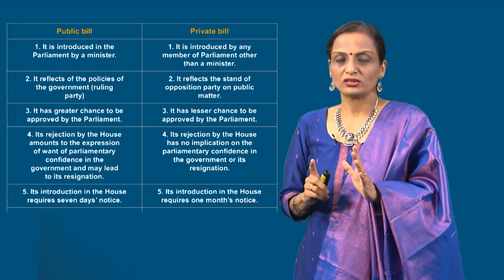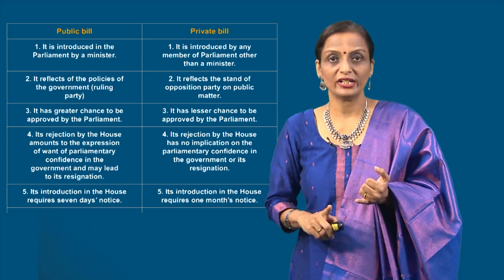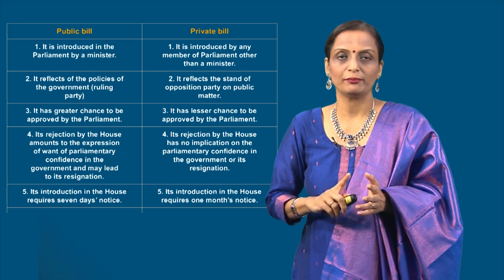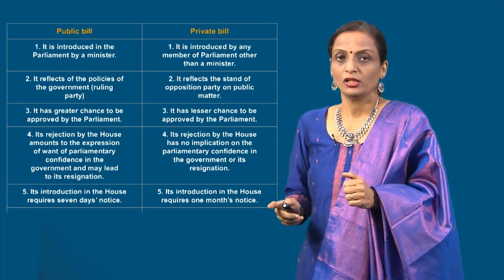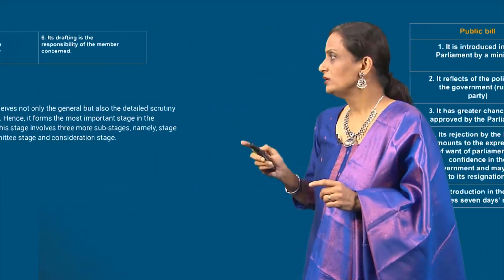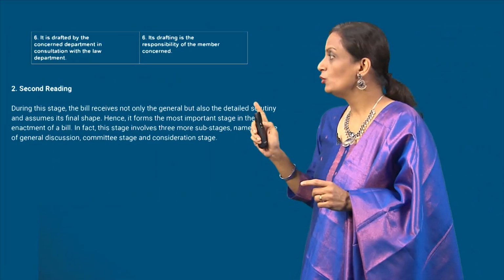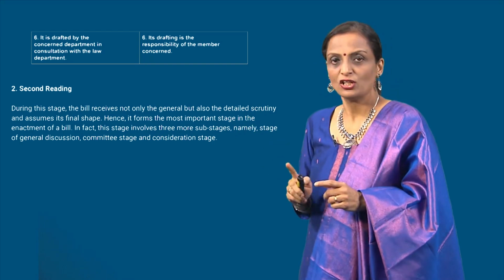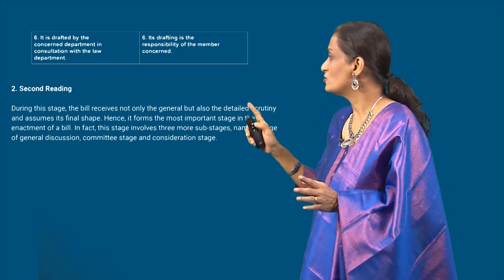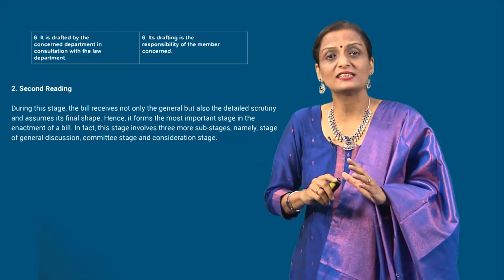Now, we know what an ordinary bill is. The first reading of the ordinary bill is very clear, and so is the difference between a public bill and a private bill. Now, we go to the second stage, which is the second reading. What is a second reading? During this stage, the bill receives not only general but also detailed scrutiny and assumes its final shape.